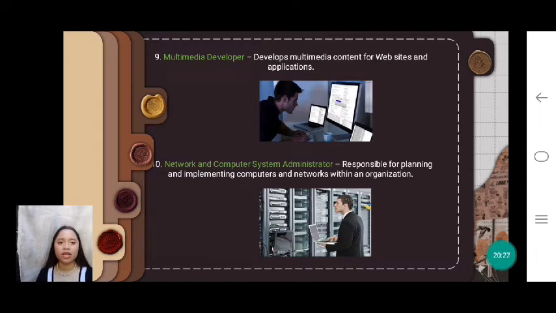So here is the number 10, network and computer system administrator. They are responsible for planning and implementing computers and networks within an organization. Also, they are responsible for the day-to-day operation of these networks. They organize, install, and support an organization's computer systems, including LANs or local area networks, WANs or wide area networks, network segments, intranets, and other data communication systems. So that's your work or responsibilities. Let's go on to the other slide.